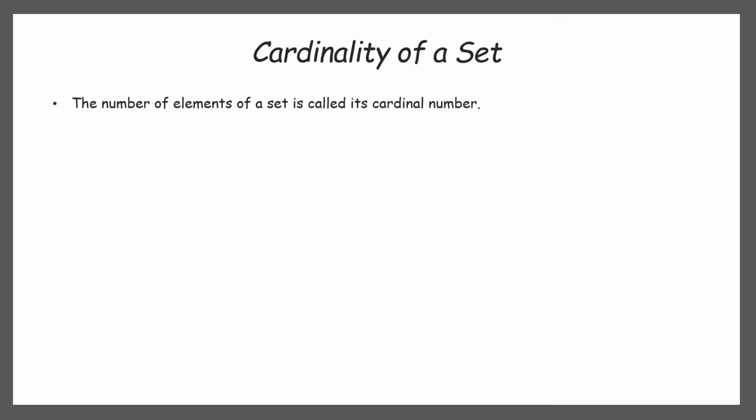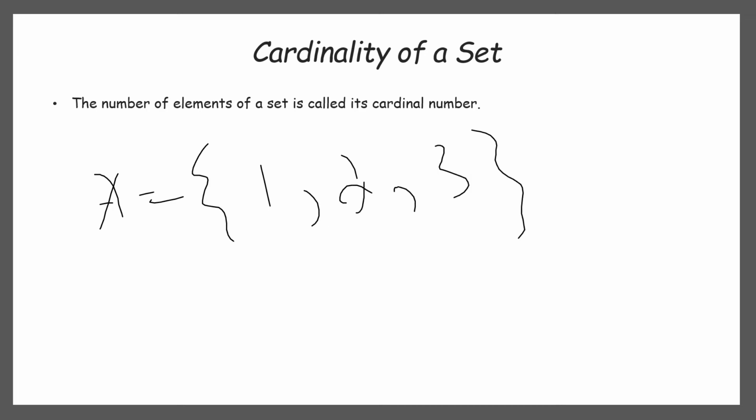Okay, cardinality of a set. What is cardinality of a set? It's so simple. Cardinality of a set means the number of elements. The number of elements of a set is called its cardinal number. If a set A has 3 elements, 1, 2 and 3, then the cardinality of A is 3, and we write it as small n and the set, n(A). It means the number of elements in set A.